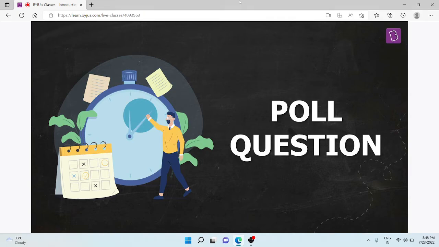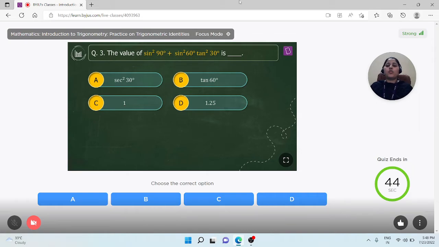The question is, the value of sine square 90 degrees plus sine square 60 degrees into tan square 30 degrees, sec square 30, tan 60, 1 or 1.25. Friends, put the values and you can find the answer. Sine 90 is 1, sine 60 is root 3 by 2 and tan 30 is root 3 by 2. Just put the values and you can find out the answer. Devraj and Anshul, please check your answers.